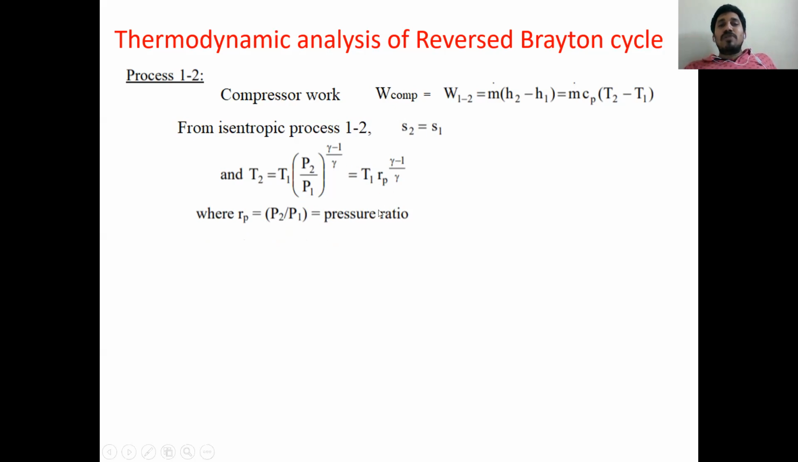Instead of P2 by P1, I wrote Rp, which is pressure ratio. After compression, pressure value rises. So the pressure before compression and the pressure after compression, high pressure by low pressure value, is called the pressure ratio. So this is process 1-2, isentropic compression.